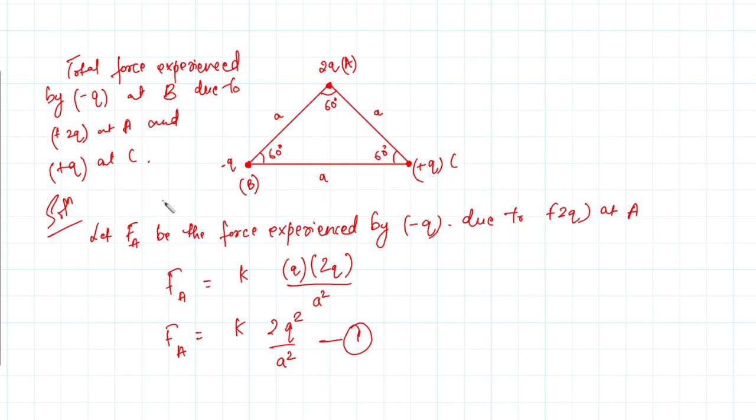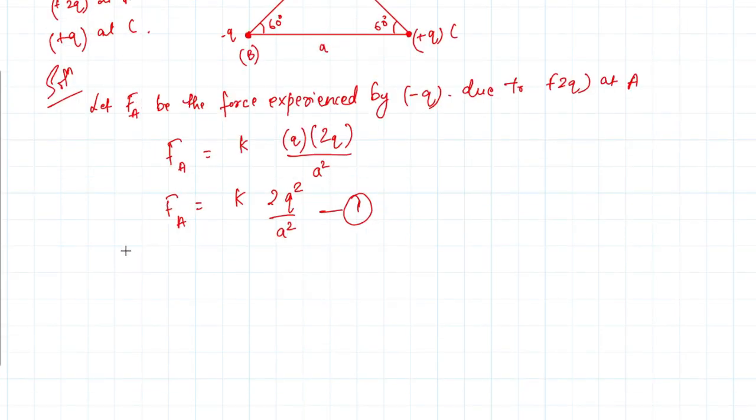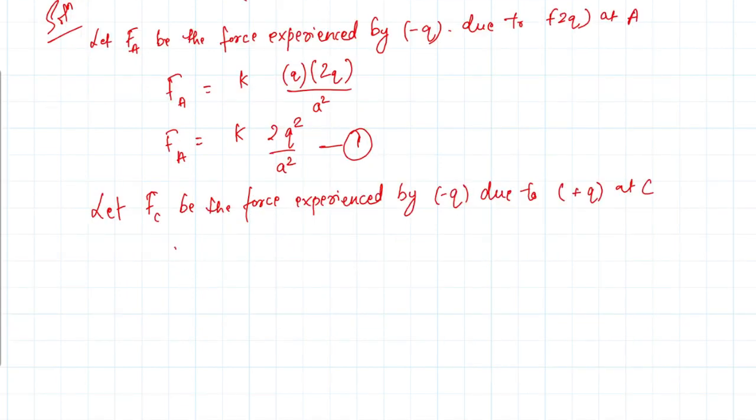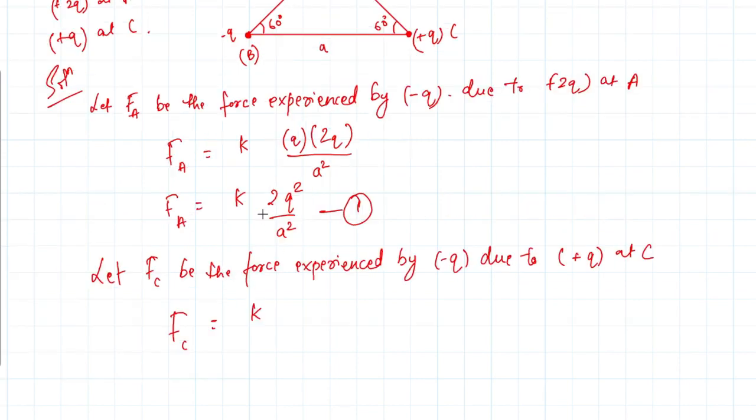So now we will give that force a name, Fc, because the plus q is at C. Let Fc be the force experienced by minus q due to plus q at C. Again, let's write the magnitude. We know this Fc will be k times the product of two charges. What two charges are we talking about here? We are talking about this positive charge here and the negative charge out here. We don't use a negative sign out here.